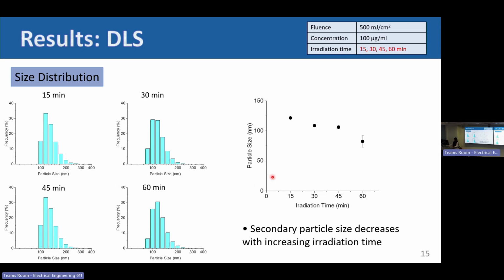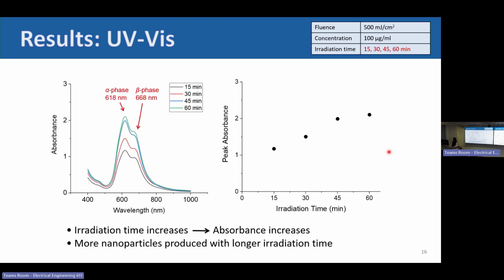And this is the particle size as a function of irradiation time. We can see that the secondary particle size decreased with the increasing of irradiation time. And also the UV-Vis shows that with the irradiation time increase, the absorbance increases, which means with more time there will be more nanoparticles produced.